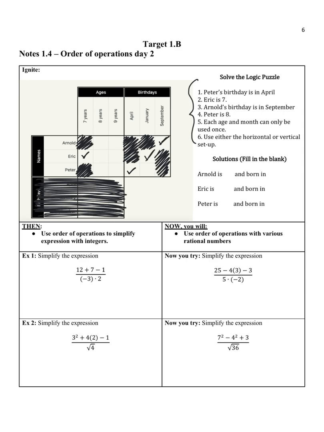Peter is 8. So Peter will have a check mark on 8, which means nobody else can be 8. That tells me that Arnold, because it's the only box left in Arnold's row, is 9 years old. Now I have all the information I need. Arnold is 9, born in September. Eric is 7, born in January. And Peter is 8, and he was born in April.